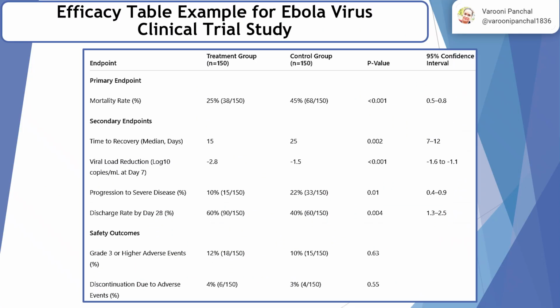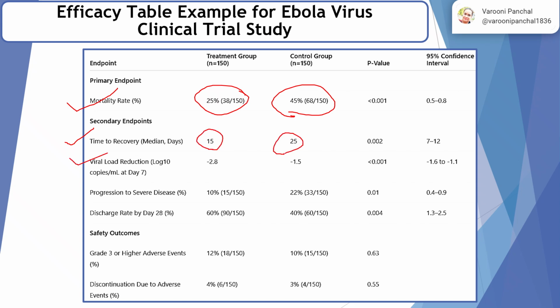Explanation of key components. Mortality rate. This is often the primary endpoint in Ebola trials due to the high mortality rate associated with the disease. A reduction in mortality from 45% in the control group to 25% in the treatment group indicates a significant benefit of the investigational therapy. Time to recovery. This secondary endpoint assesses how quickly patients recover from Ebola symptoms, with the treatment group recovering in a median of 15 days compared to 25 days in the control group.